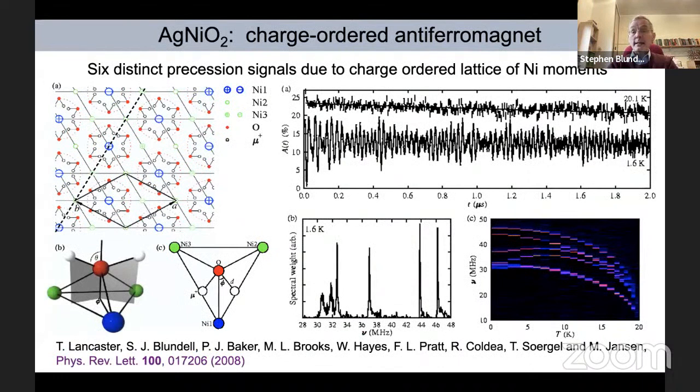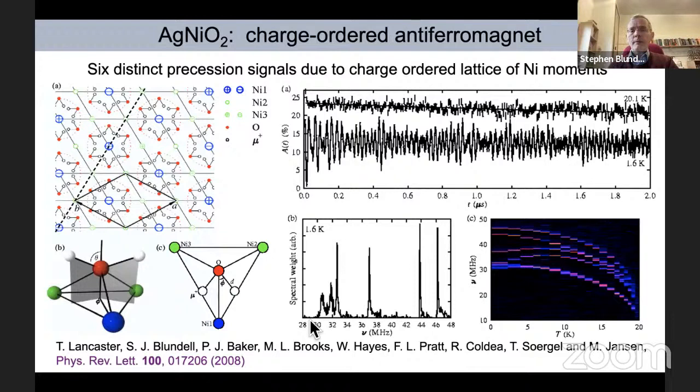One of the most complicated systems we looked at, and I think this might be a material Sergei has worked on, is silver nickelate, which is a charge-ordered antiferromagnet. And this had a very, very complicated MuSR signal. So at high temperature, or 20 Kelvin, you just see spin relaxation. At 1.6 Kelvin, you see something that initially looked like noise, but when we took very high statistic data, actually this is signal. And you can see there's a large number of oscillations in this trace. When you Fourier transform them, you find there's six distinct frequencies.